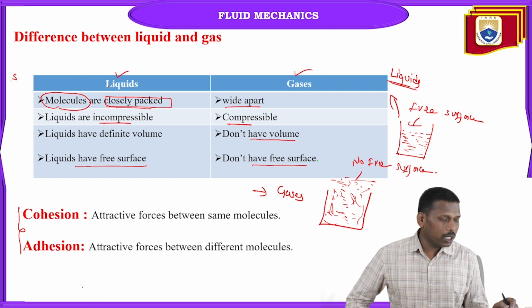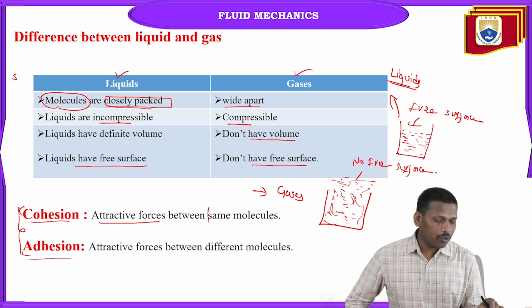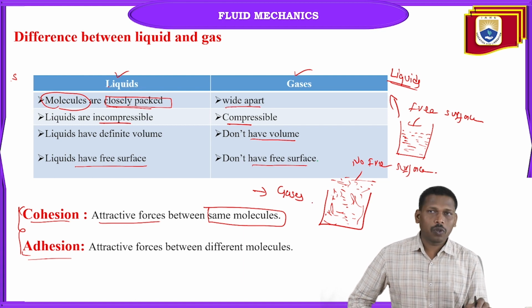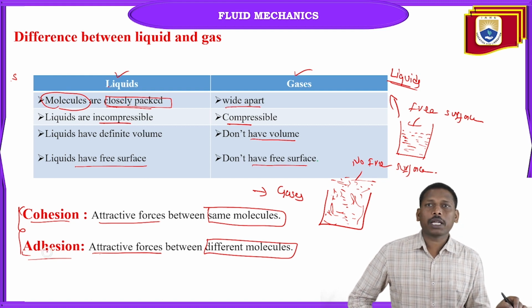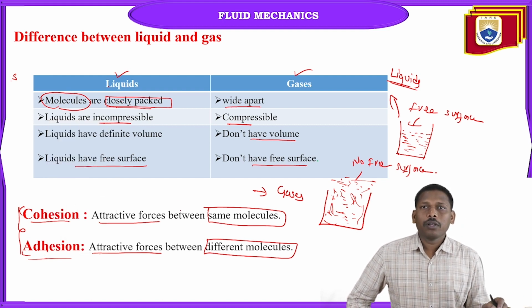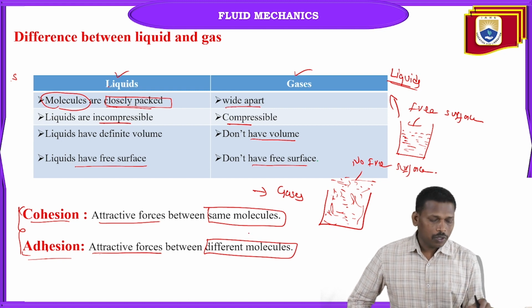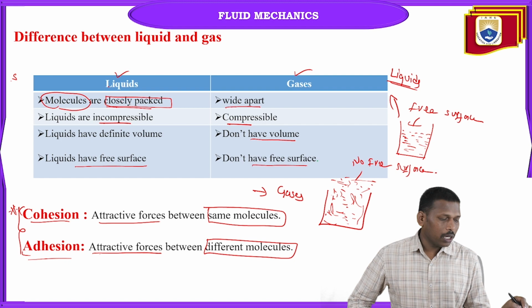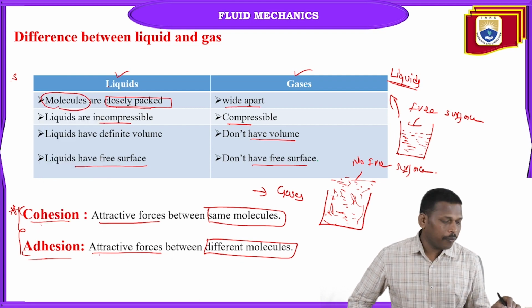Now we will see another two basic terms: cohesion and adhesion. Cohesion is nothing but the attractive forces between the same molecules, whereas adhesion is nothing but the attractive forces between different molecules. These are the things that need to be remembered here. Whenever attraction happens between the same molecules, that is cohesion. Whenever attraction happens between different molecules, that is adhesion.